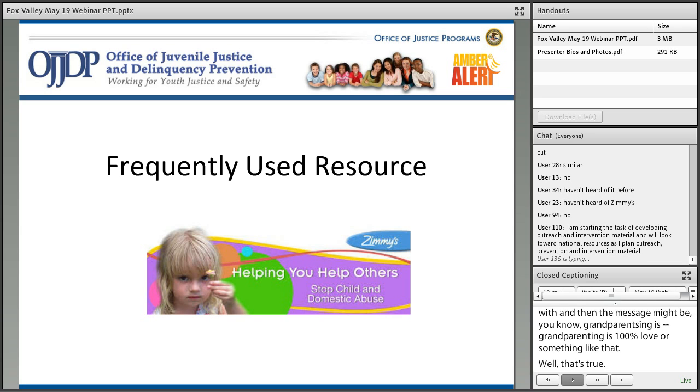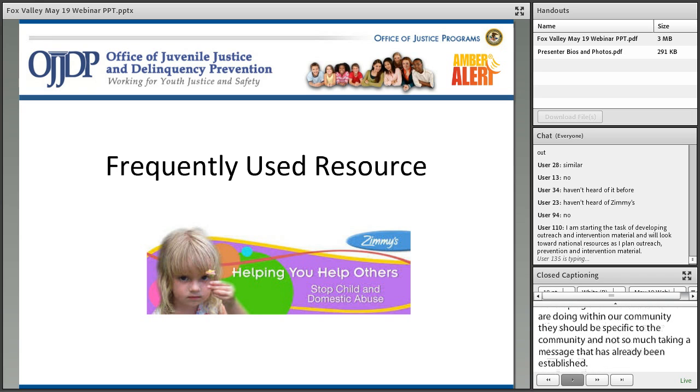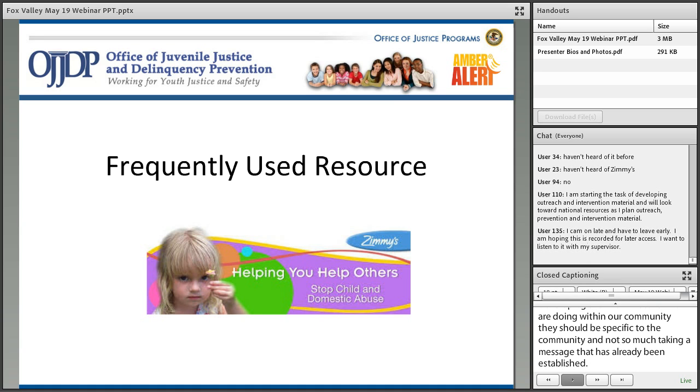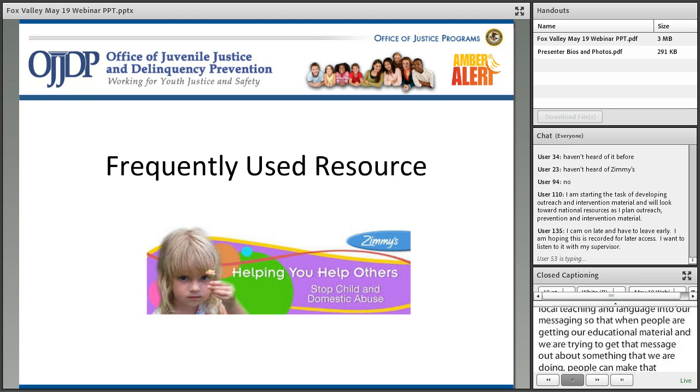A couple of reasons why I say this is that a lot of our communities, we have our culture, we have our tradition. Those of us that come from communities where we have our language, those things are very important to us. But when we talk about messaging, I think it's important to also consider how we can adapt some of our own local teachings and language into our messaging so that when people are getting our educational material and we're trying to get that message out about something we're doing, people can make that connection. They can say, oh yeah, that is important. That is something specific to my community.